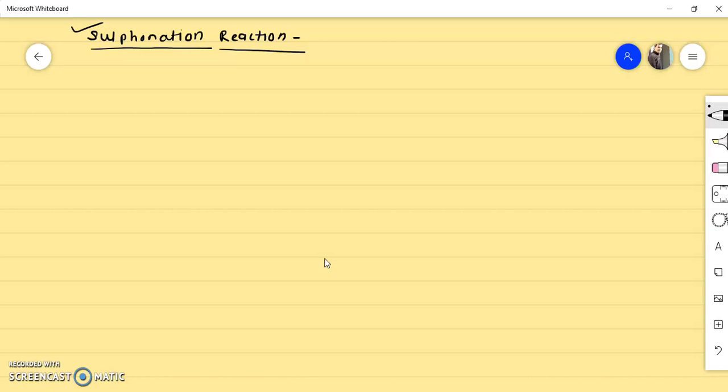First of all, what is the sulfonation reaction? The name itself indicates what sulfonation is. It is the introduction of the SO3H group on an aromatic ring, and that is known as a sulfonation reaction.